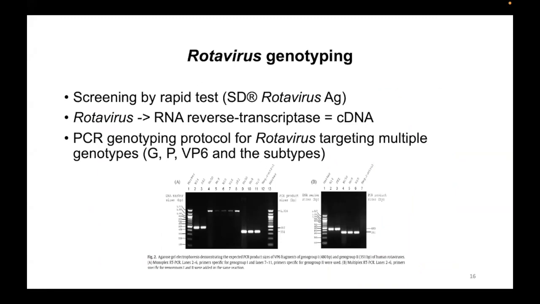About rotavirus, we are screening also. We use a rapid test, and then we do some molecular techniques like the extraction and reverse transcriptase. Then we do the PCR for genotyping in 2 moments, with nested PCR.